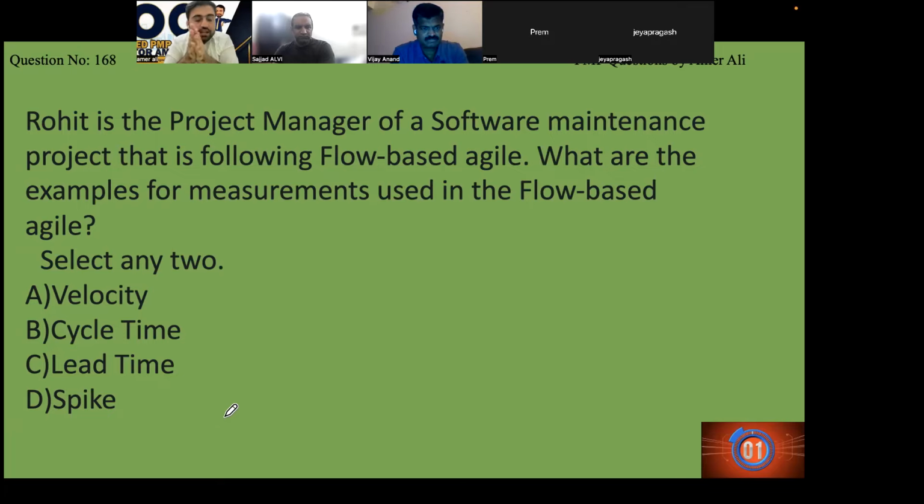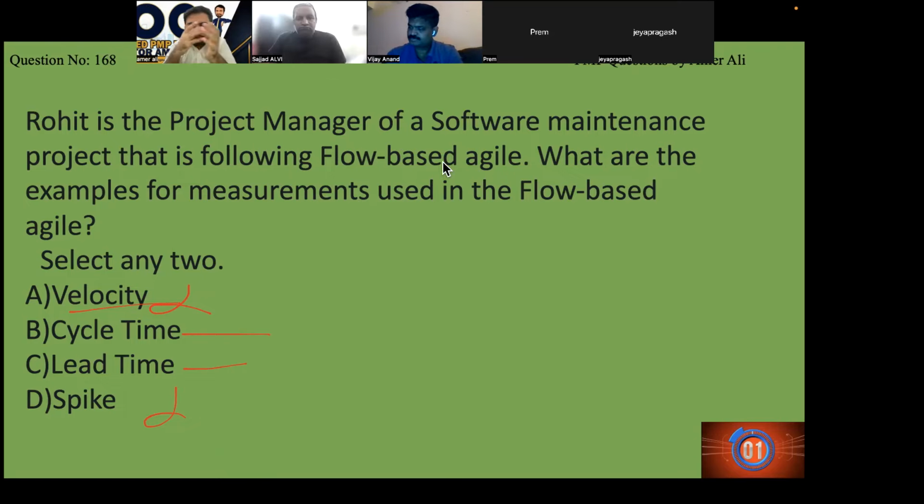This is lean. Rohit is the project manager of a software project. What are the examples of measurement used in flow-based? Velocity is based on story points and on a time box. So not flow based; they are two different methodologies. Agile works in two ways: flow-based and time-boxed. So that is eliminated. Cycle time, yes, the time required to complete something, moving a deliverable from here to here. Lead time, yes. Spike, no, spike is a term used elsewhere. So B and C are the right answers.